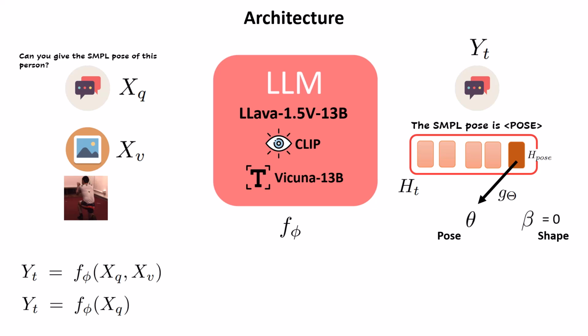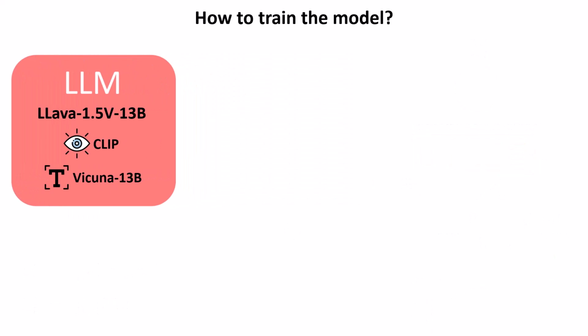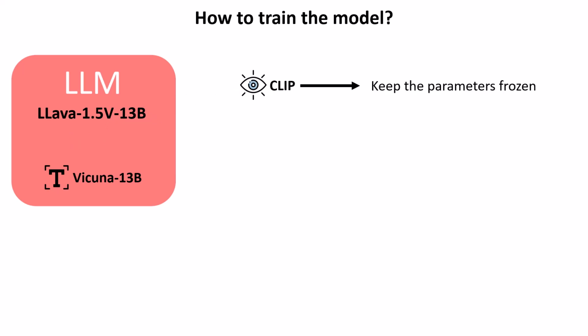So these theta and beta, which is 0, are going into a simple model, and then this simple model renders this person, and we have an output like this. So a question is, how can we train this model? Well, for the CLIP that we have in this vision encoder and projection, we just keep the parameters frozen and we don't even train it.